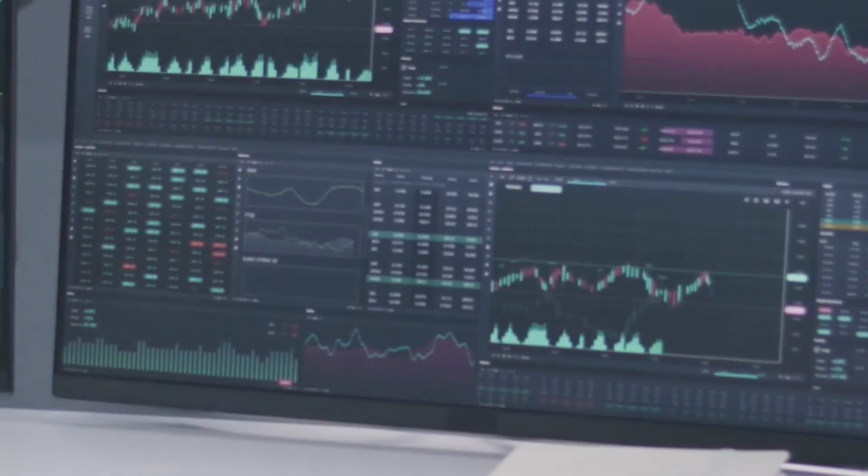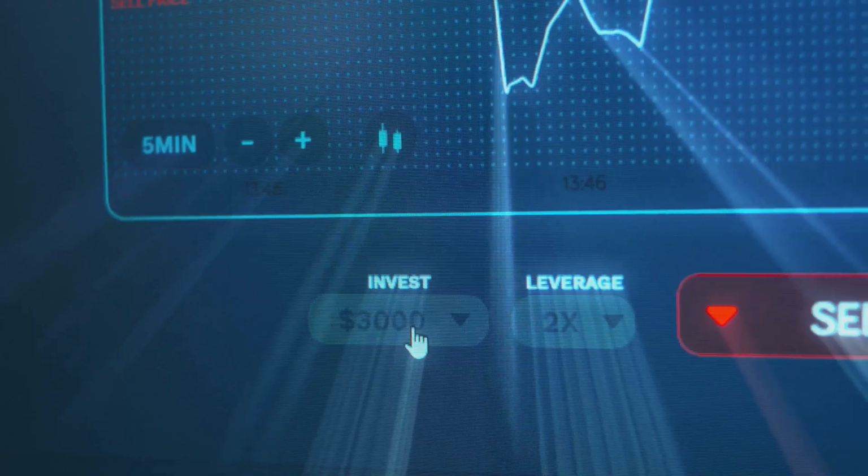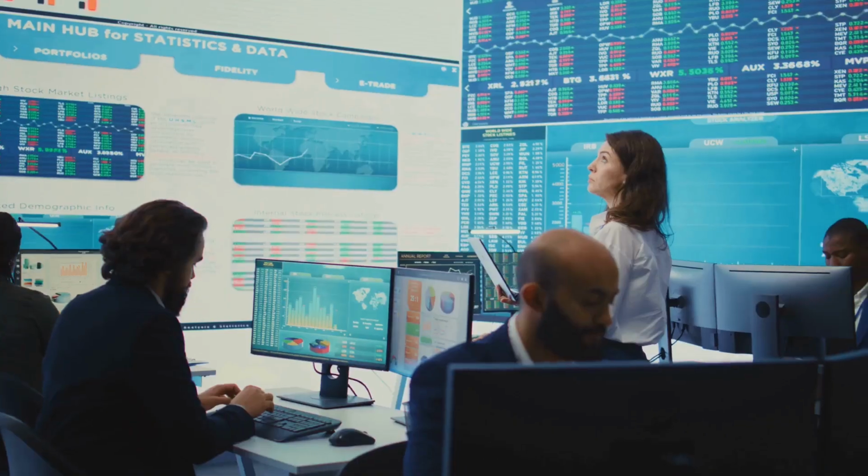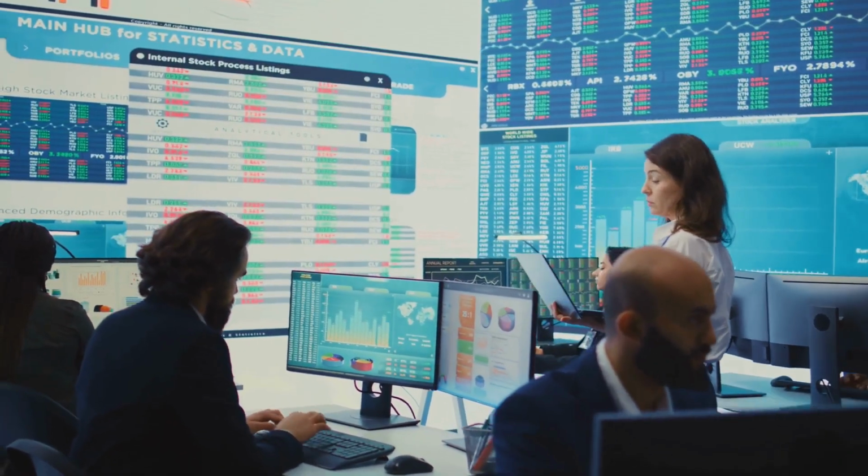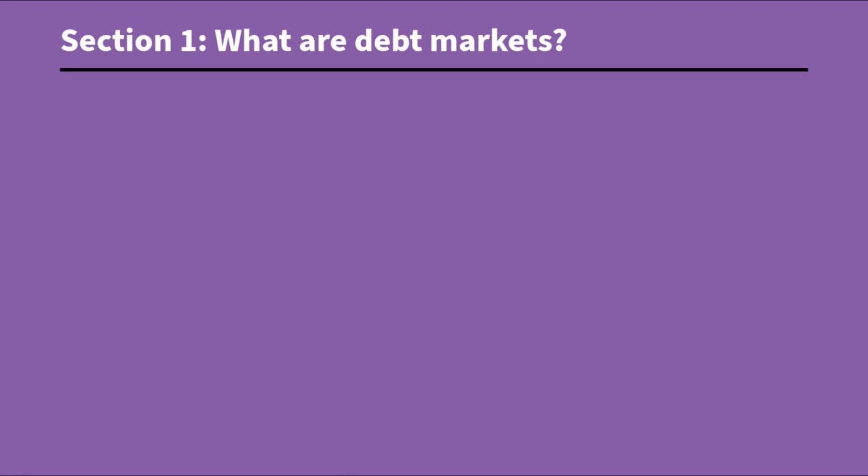In this video, we'll break down what the debt and equity markets are, how they differ, when investors choose one over the other, plus real-world examples to make it clear. Let's start with the debt market.